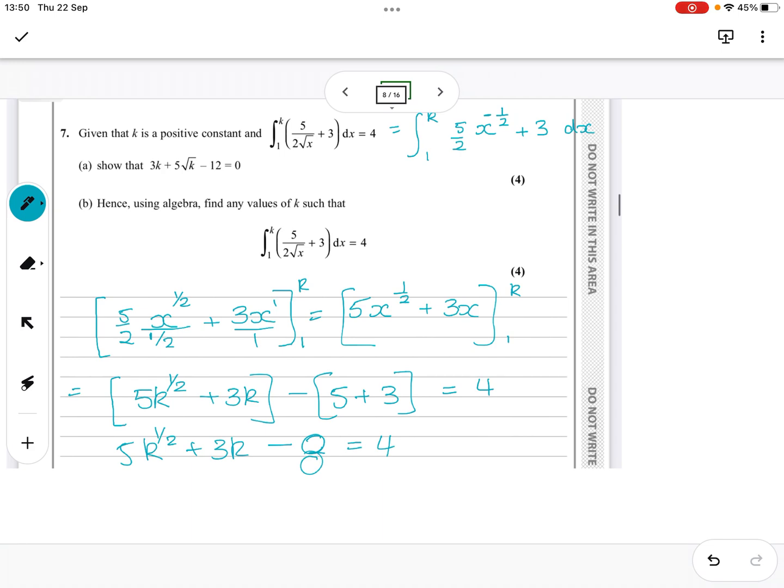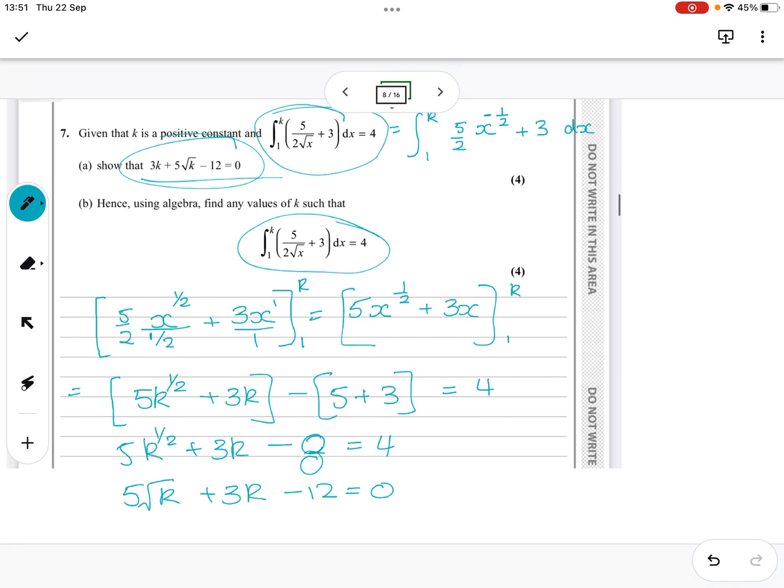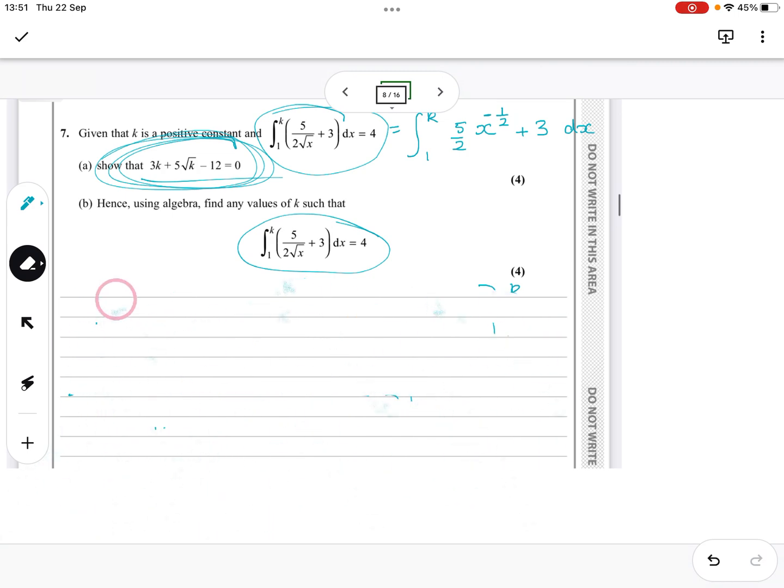Bring that over, and if I write it as thirds, as they've got it, I've got 5 root k plus 3k minus 12 equals 0, which is exactly the same as that, just in a slightly different order. Okay, and then hence using algebra, find any values of k such that that is true. So that is still the same as this. So basically I've got to solve that.